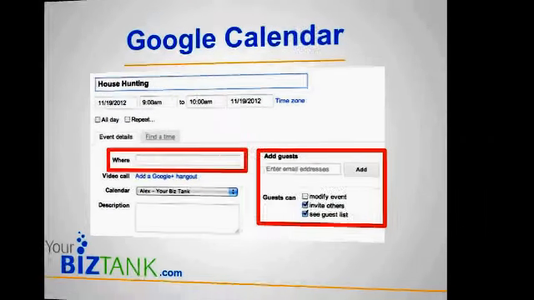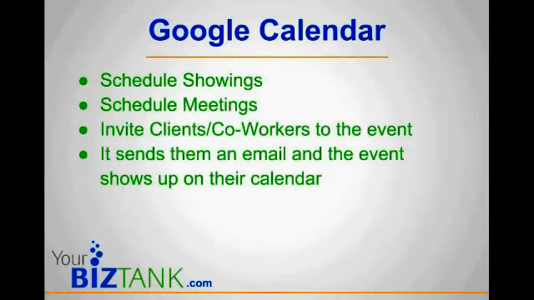All right, so specifically with Google Calendar, you can, again, schedule showings, schedule meetings, but more importantly, invite your clients or coworkers to an event. And what this does is it sends them an email basically announcing that they're invited to this specific event, and it shows up in their Google Calendar. Pretty cool, huh? So now they won't miss that appointment because it's in their calendar. They were emailed the announcement and so on. So you can use this again for meeting with clients. You can use this for meeting with coworkers. You can use this on a personal level as well.